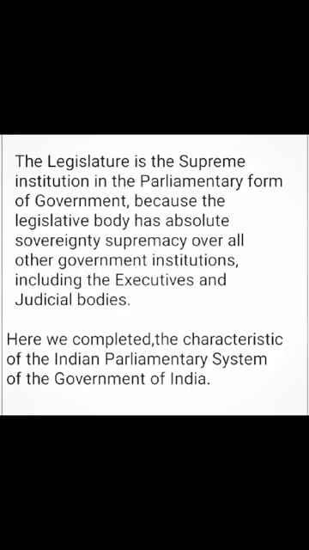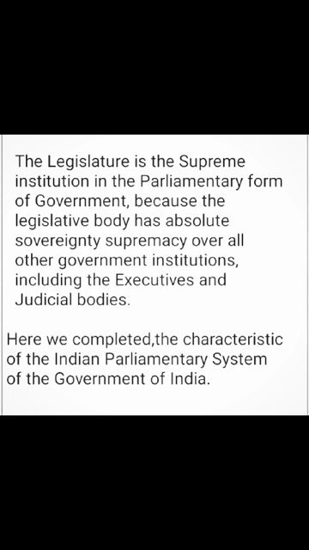Legislature is a supreme institution in a parliamentary system. The reason behind this is that the legislative body has absolute sovereignty and supremacy over all other government institutions, including the executive and the judicial bodies. So all other institutions must work under the legislature, and it is a supreme institution.